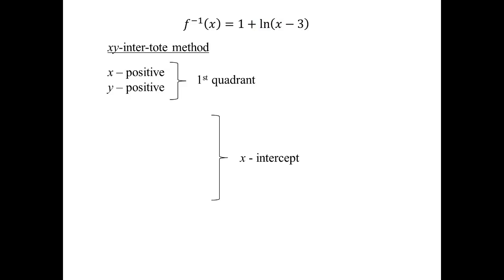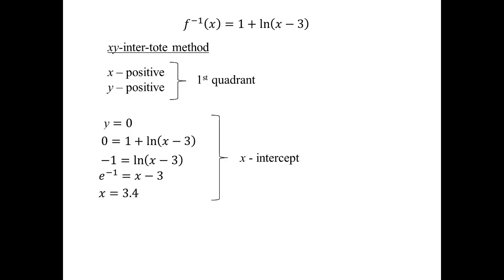To sketch the function, the x-intercept exists when y equals 0. We substitute y equals 0 into the logarithmic function. We then bring 1 to the right-hand side. We change the logarithmic into an exponential equation. Finally, we get x equals 3.4. This is the x-intercept. Next is to find the vertical asymptote.